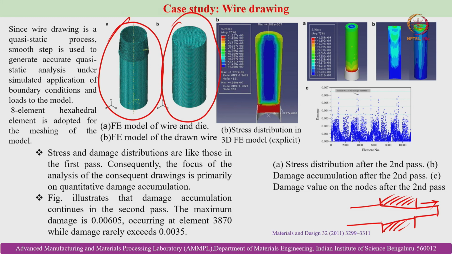So here the difference with extrusion is there. Here there is a puller block which pulls the rod out or the wire out. So in case of wire drawing, here you see the typical finite element modeling that has been done considering 8 nodes hexahedral elements. So here you can see the typical results of stress and damage distribution.